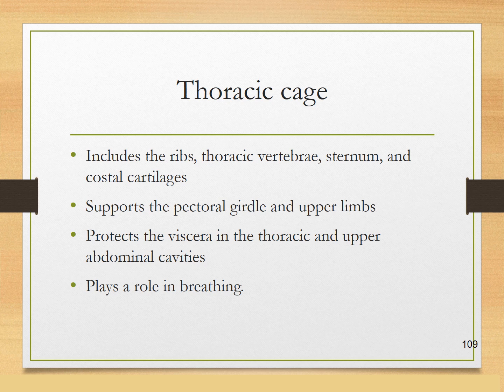The thoracic cage includes the ribs, thoracic vertebrae, sternum, and costal cartilage. The costal cartilage is a cartilage that attaches the ribs to the sternum. The thoracic cage supports the pectoral girdle and upper limbs. The thoracic cage also protects the internal organs of the thoracic and upper abdominal cavities. The thoracic cage also plays a role in breathing.